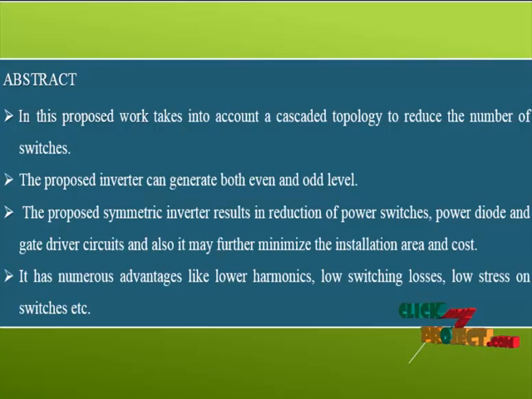To prove this, the proposed topology is compared with the performance of conventional topologies. Thus, the performance of the symmetric multi-level inverter has been tested by a computer-based simulation setup, and results are verified. These simulations are done in MATLAB.